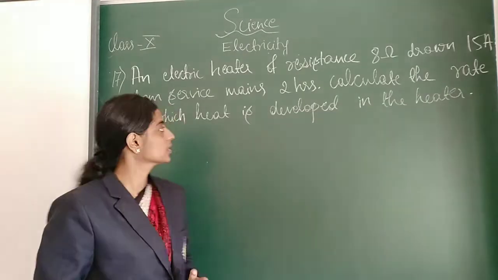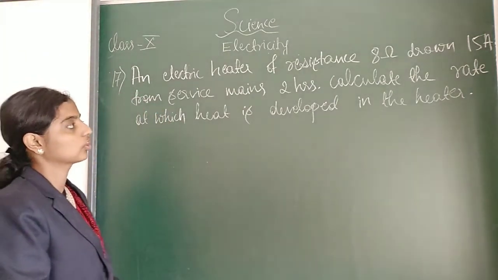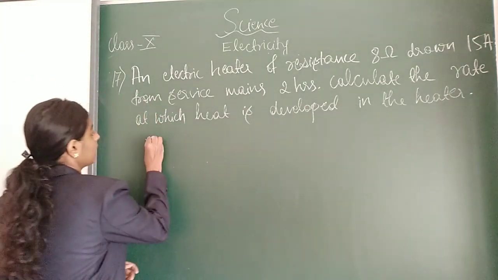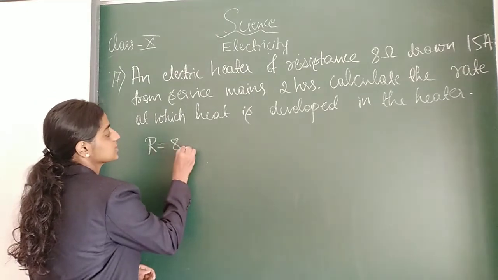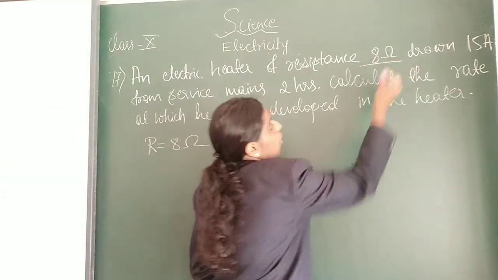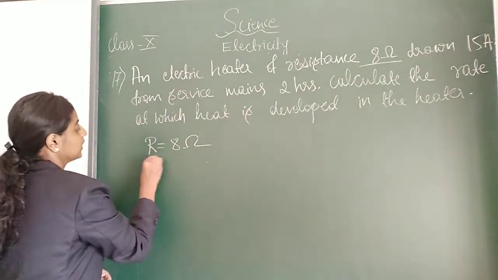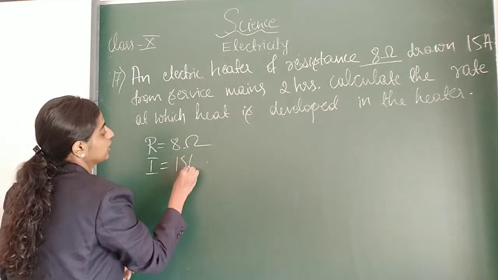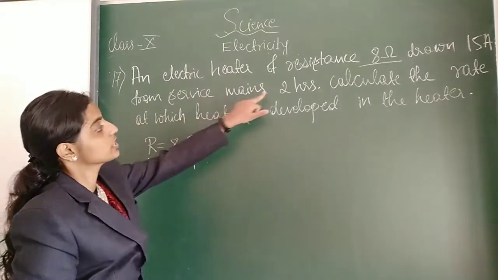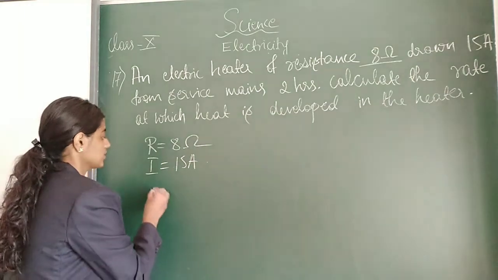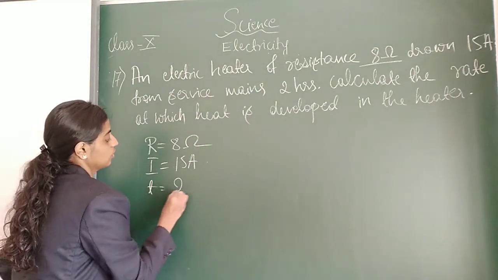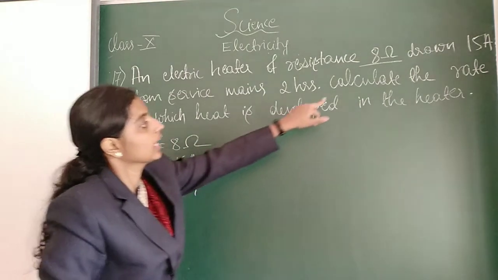Next question is, an electric heater of resistance 8 ohm draws 15 ampere, that is current 15 ampere, from service mains for 2 hours, that is time is equal to 2 hours.